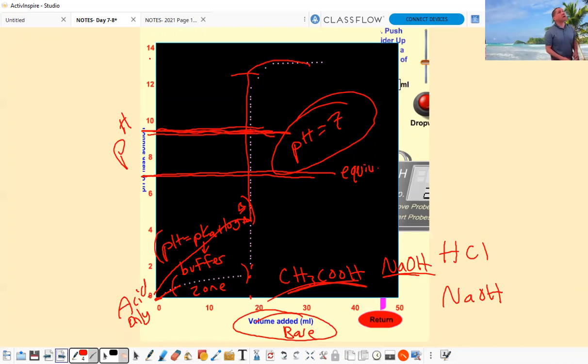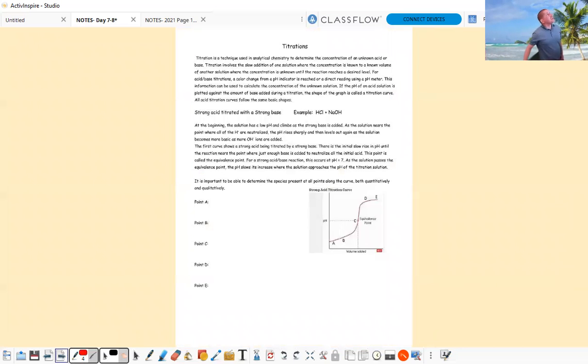So continuing now in our notes. Titration is a technique used in analytical chemistry to determine the concentration of an unknown acid or base. And you use that, as I said, by a known acid or base. You can do this with a pH indicator, which would do a color change, or we can directly read the pH as we add the base with a pH meter. And then as it does that big jump again, we know we're done.